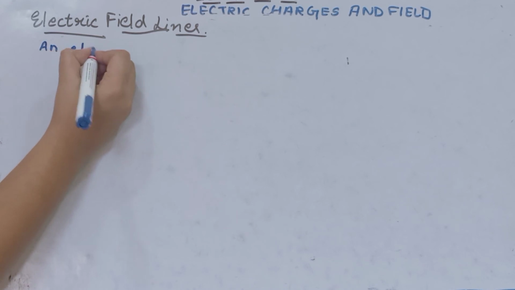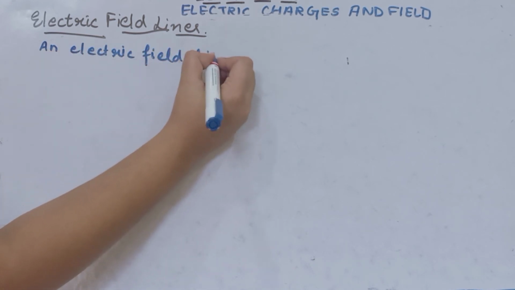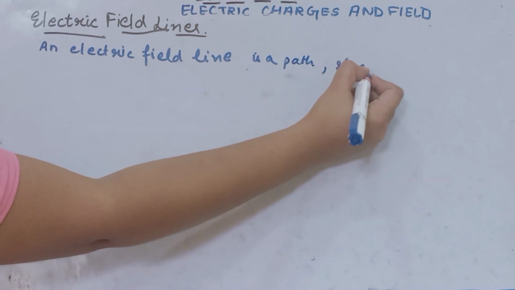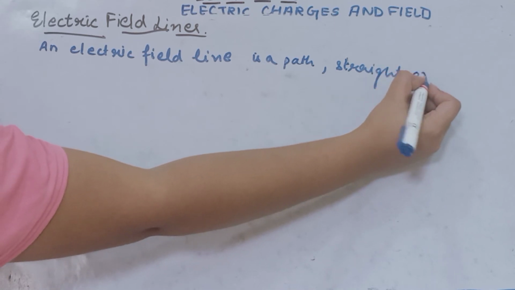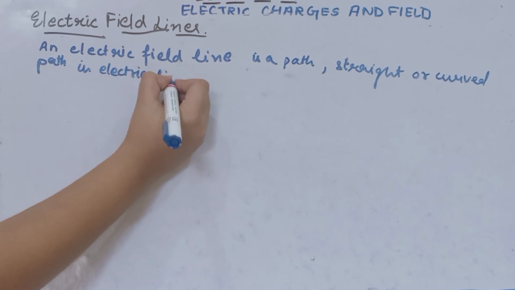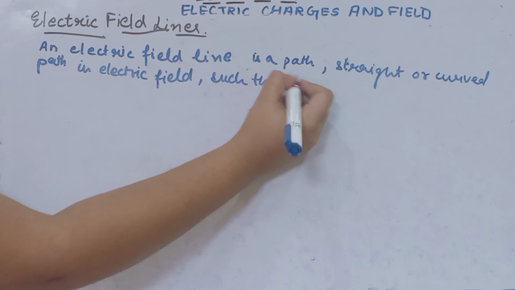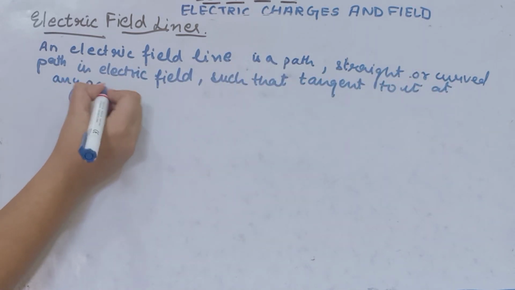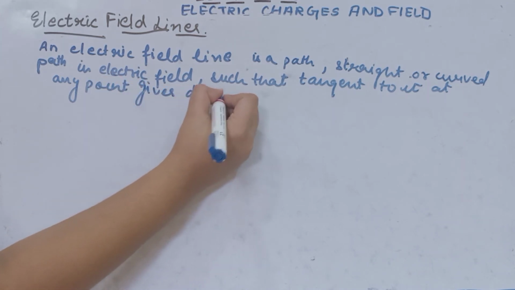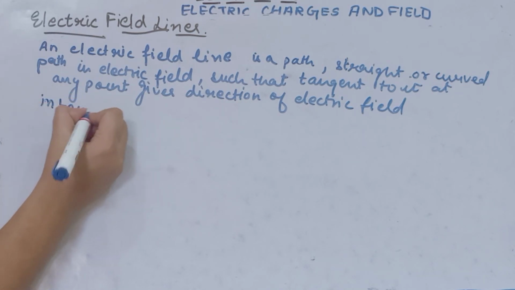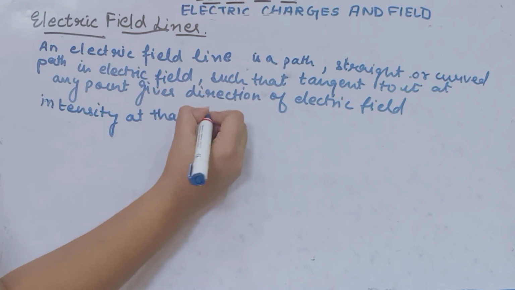So let us first define electric field lines. An electric field line basically is a path, either a straight path or curved path in electric field such that tangent to it at any point gives direction of electric field intensity at that point. Fine.